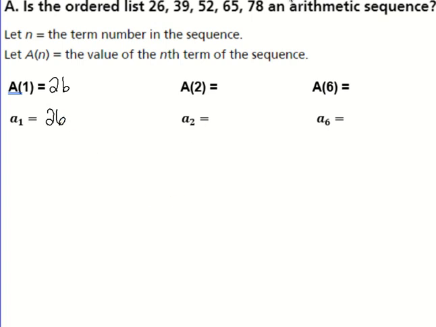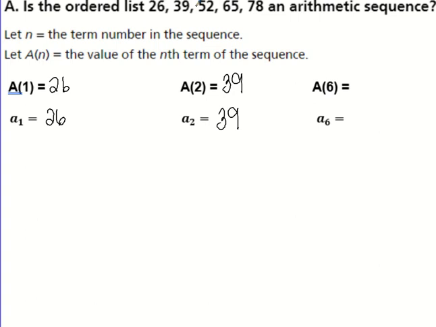Okay. And then a sub 2 would be the second term right here. So it'd be 39. And then again, they write it sometimes like this. It's the same idea. It's 39. Okay, and then the last one is asking us for the sixth. What's the sixth term, right? That's why it's a 6 in here.